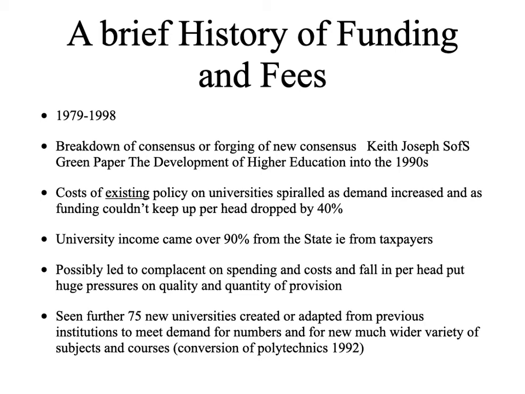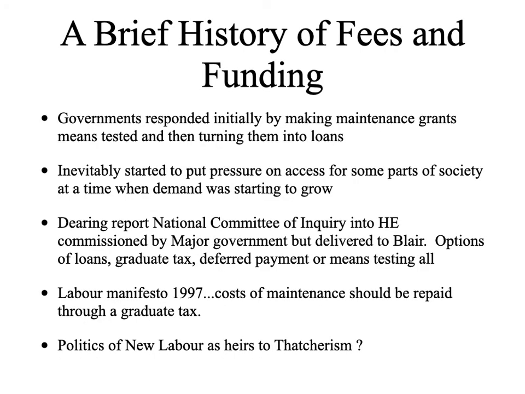There was a much wider choice that individuals could make about the institutions they wanted to attend and the sort of courses that they wanted to undertake. All of this, of course, is incredibly positive, but it was impossible to imagine that continuing and the quality being sustained in the financial model that was currently in operation. So various governments initially responded by making small steps. Maintenance grants, the money paid for living expenses, became means tested and then was turned into loans. Inevitably, this started to put pressure on access for some parts of society, just at a time when demand from different classes, different individuals was starting to grow.